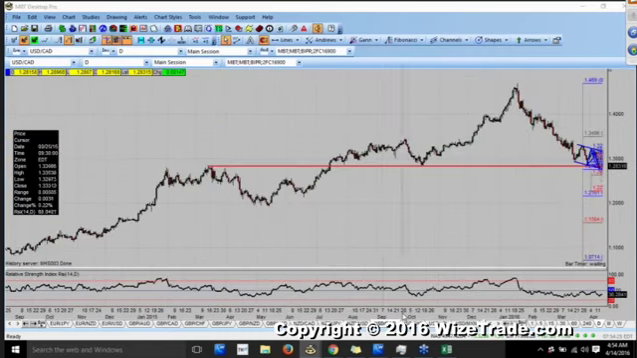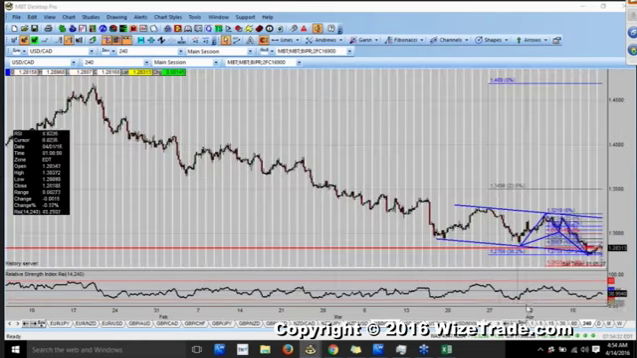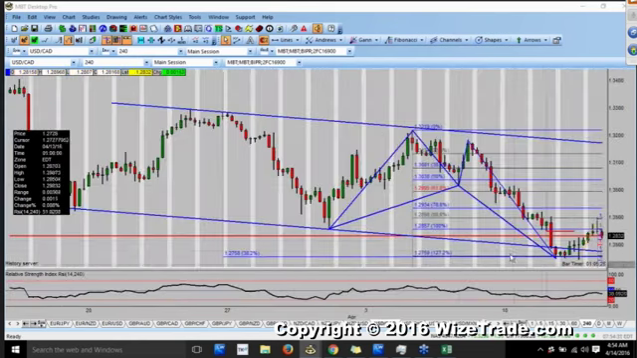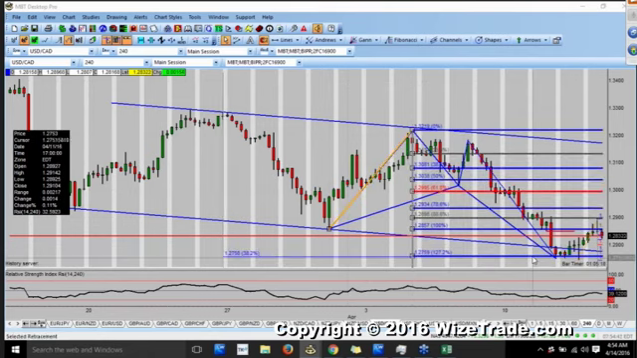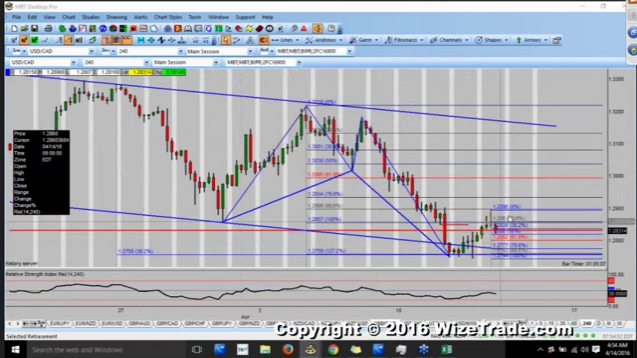So here's the Canadian, and really great rejection off of this butterfly. Remember, we have a 38% retracement on a monthly basis, 127% extension on an intraday basis, and we really bounced right where we should have. Now we have rallied back, and it's a little messy at this point, so let's remove that.